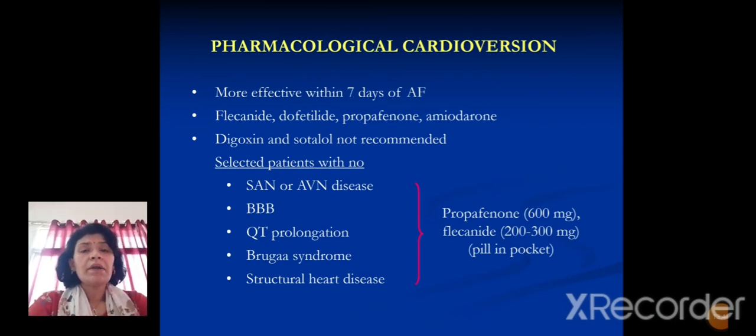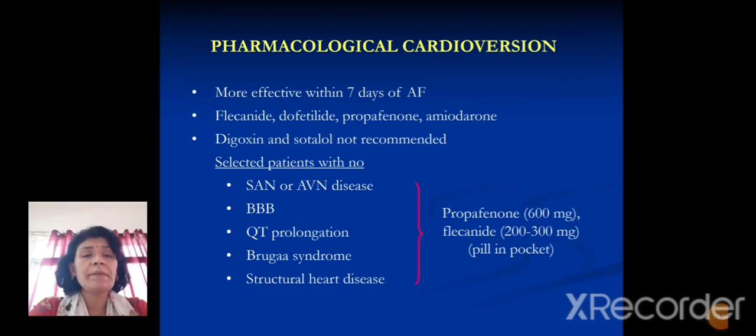Apart from DC cardioversion, there are various drugs which can help to cardiovert. So pharmacological cardioversion is most effective within the first 7 days of atrial fibrillation. The drugs used are flecainide, dofetilide, propafenone and amiodarone. Digoxin and sotalol are usually not recommended.